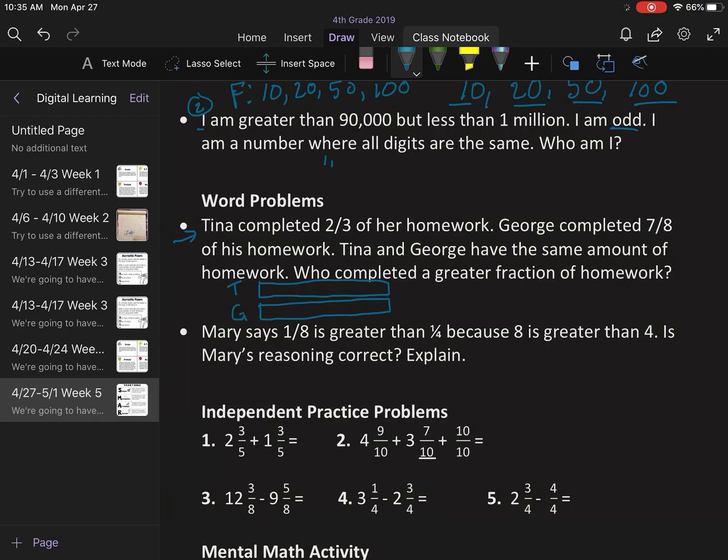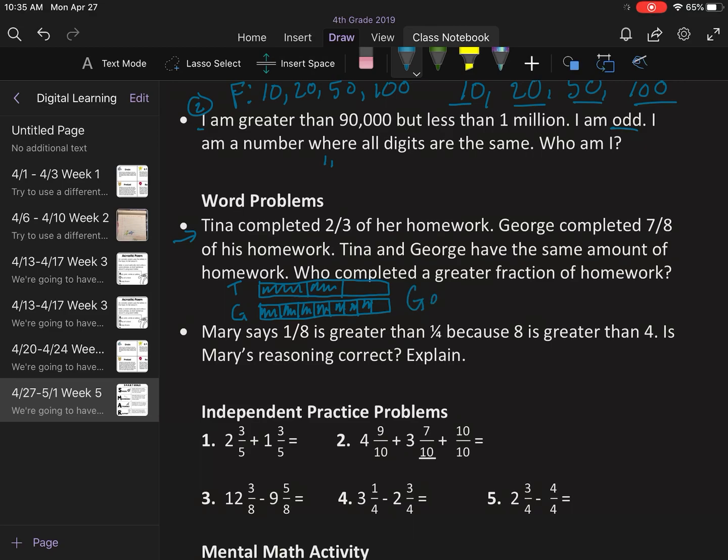Tina completed 2/3, so we're filling in 2 parts out of 3. Our next one is George. He completed 7/8, so we need to break this up into 8 parts. 1, 2, 3, 4, 5, 6, 7, and 8. And he completed 7/8 of it. So looking at that, who completed more?